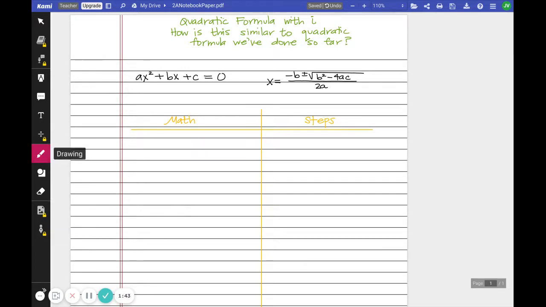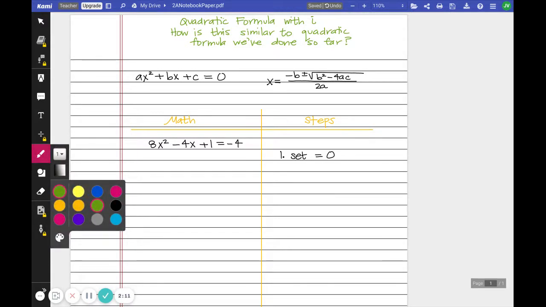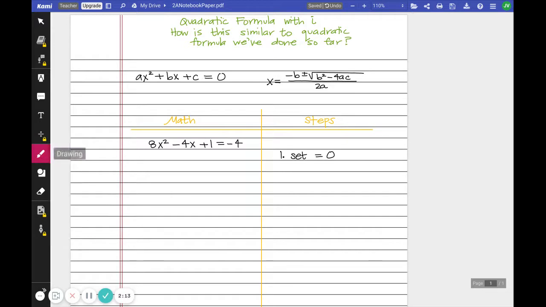And the very first one we're going to look at looks like this. 8x squared minus 4x plus 1 equals negative 4. Okay, so we've got some things going on. And immediately we know that our job is to set it equal to 0. That's something we have to do. So we are going to open up with adding 4 to both sides.